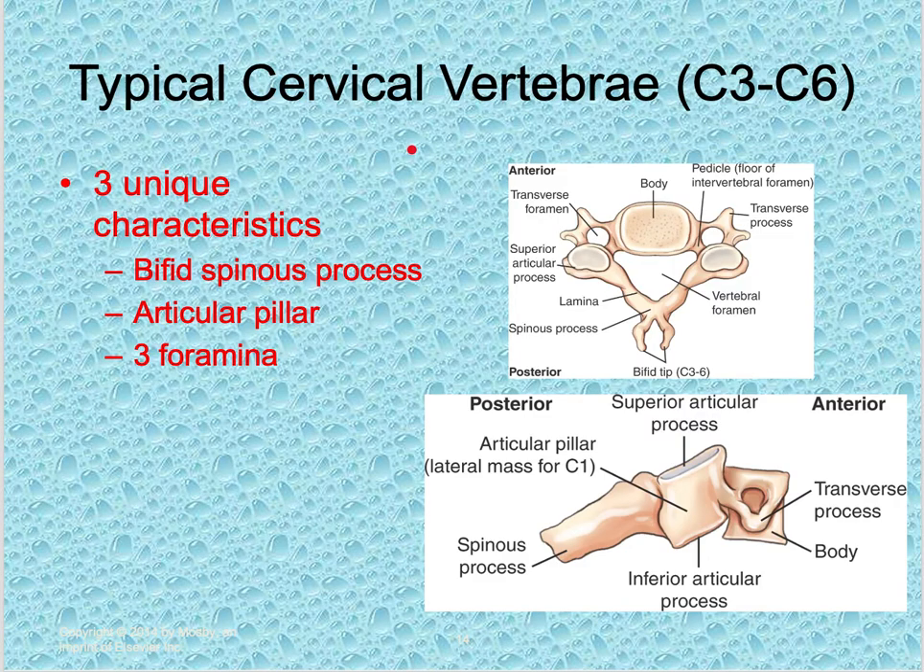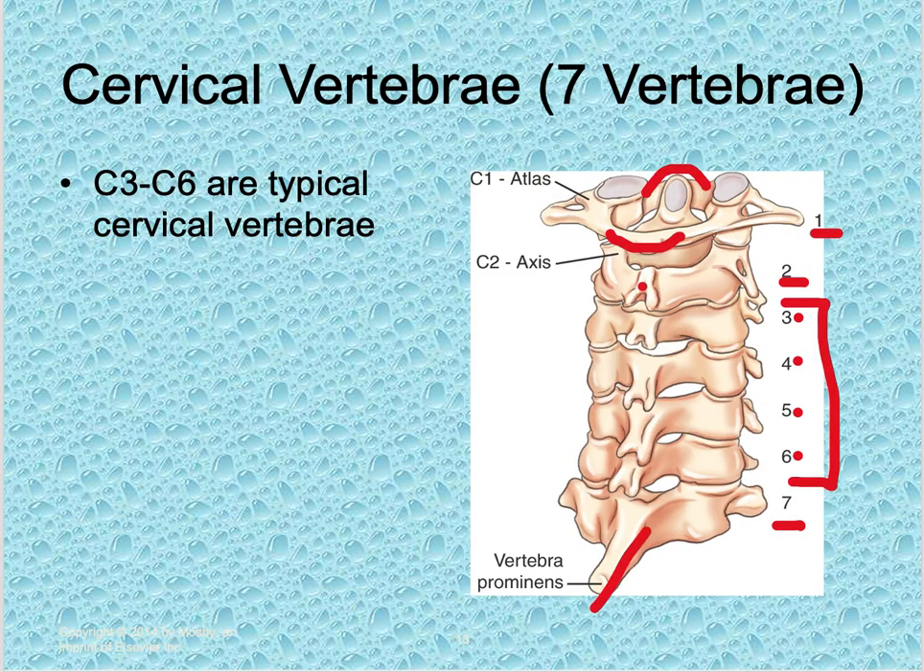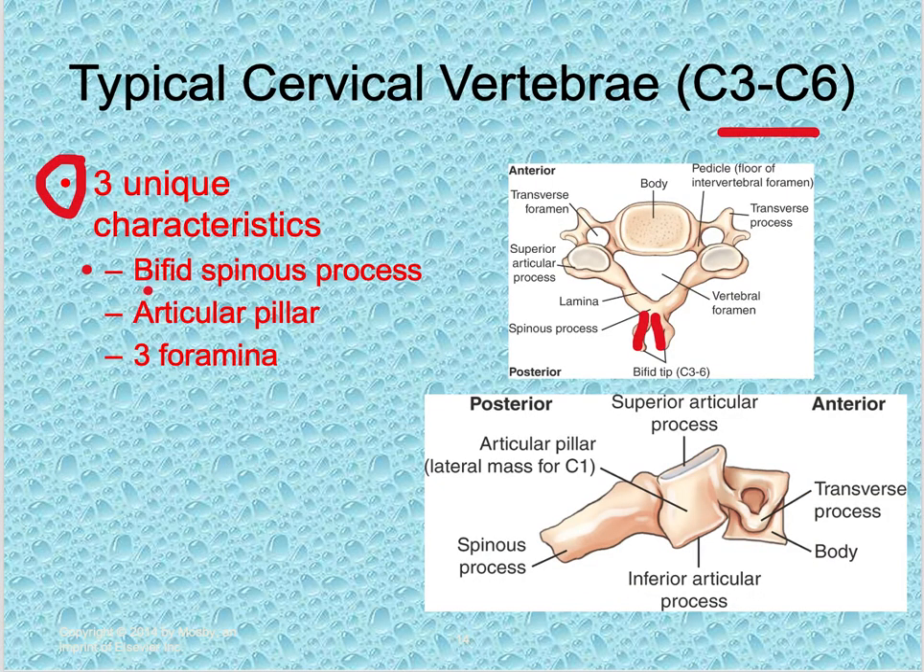So typical cervical vertebrae, C3 through 6. And then we're going to talk about 3 unique characteristics, okay? So the first one is bifid spinous processes. So the bifid tips, bifid spinous processes. You can see that spinous process, the bifid tip on 2, 3, 4, 5, and 6. So when we're talking the typical C3 through 6, they are going to have bifid tips, okay? So bifid tips. Also, articular pillars.